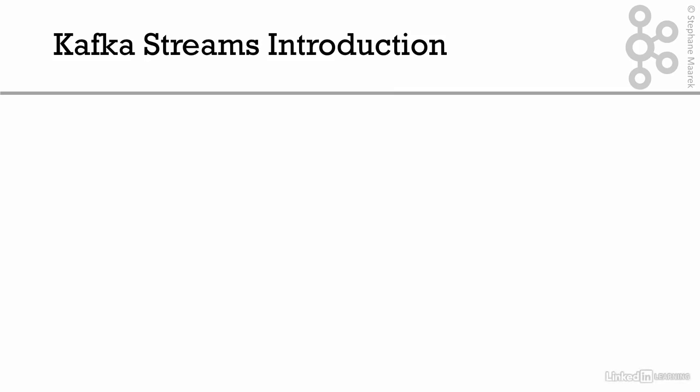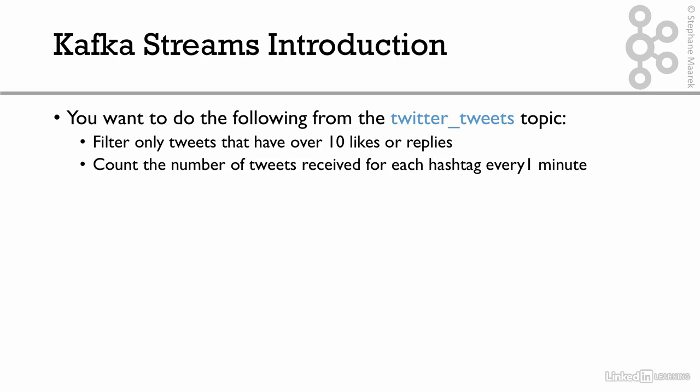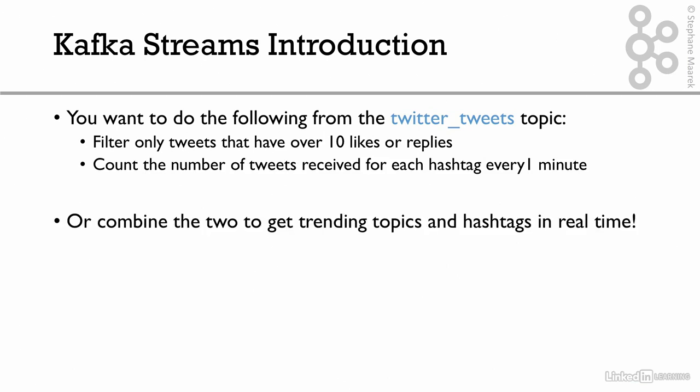Okay, so this is an introduction to Kafka Streams. Maybe with the following Twitter tweets topic, you may want to filter only tweets that have 10 likes or replies, or count the number of tweets received for each hashtag every 1 minute. And you want to put this result back into Kafka. Or maybe you want to combine the two and get an idea of trending topics in a hashtag in real time.